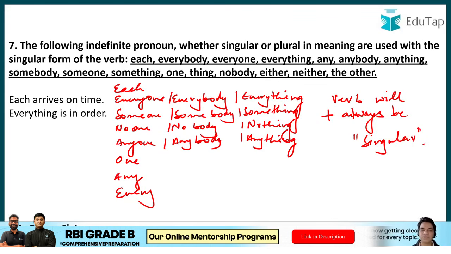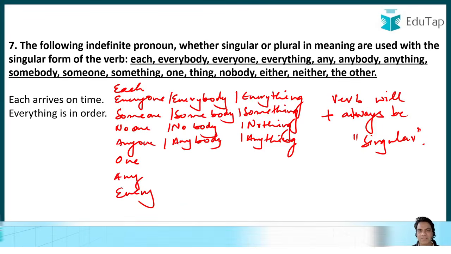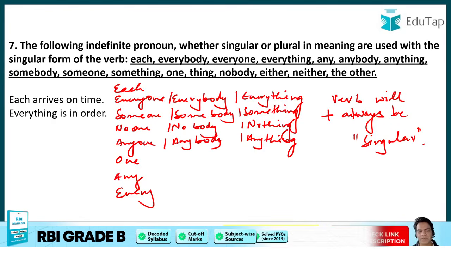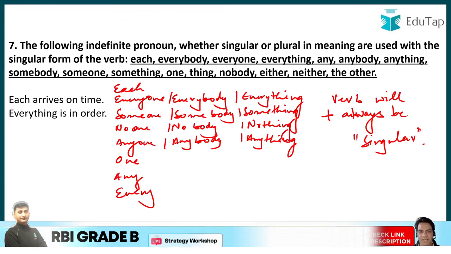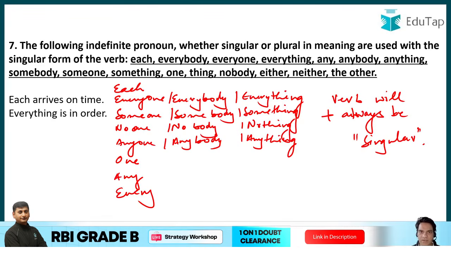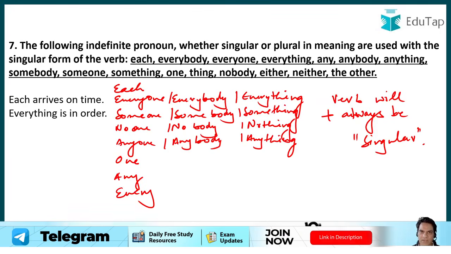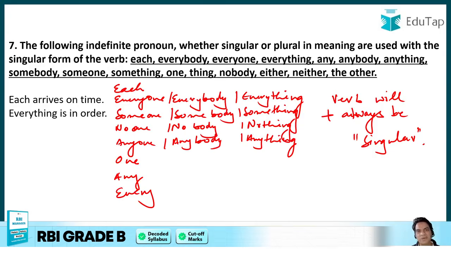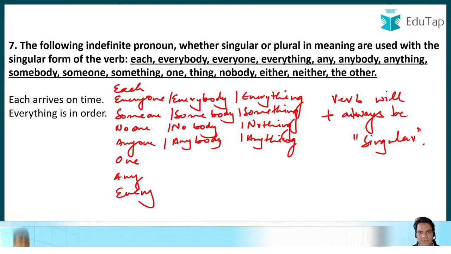You know why? Because these words were created to insinuate singularity. They were created to present singularity in the sentence. What is the meaning of the word each? Each, everyone, everybody, not bodies, body, everything, not things, someone, somebody, something, no one, nobody, nothing, anyone, anybody, anything, one, any, and every. Now these words are basically created to present singularity in the sentence. And when we use these words, they will always take a singular verb.